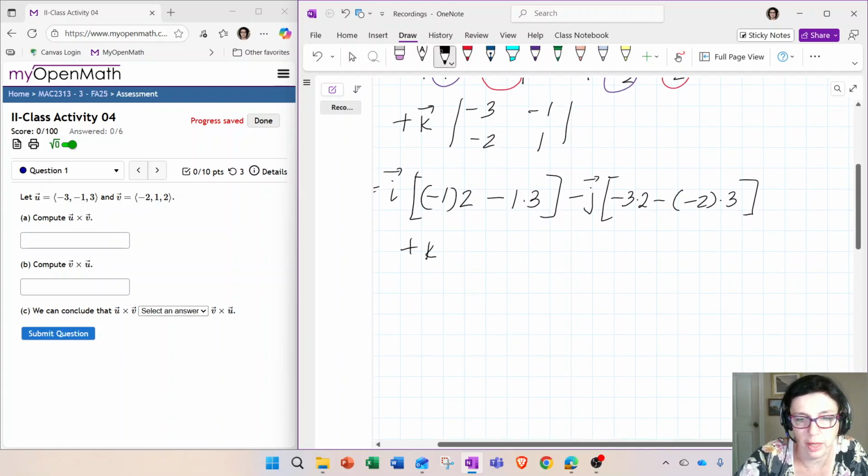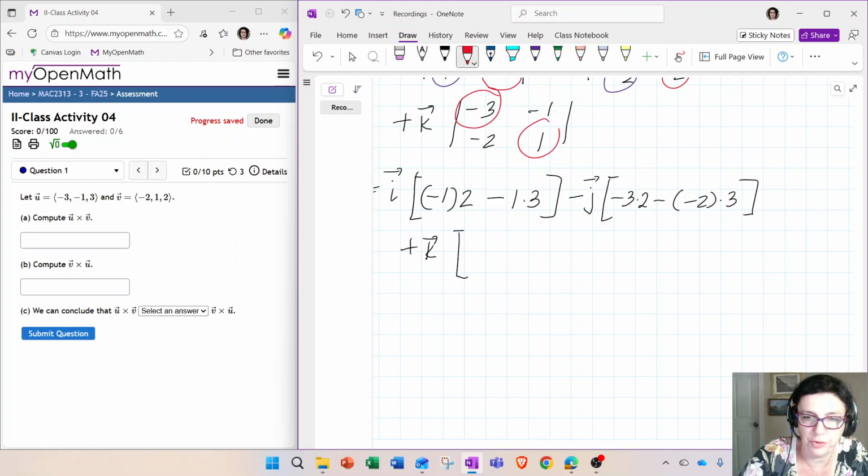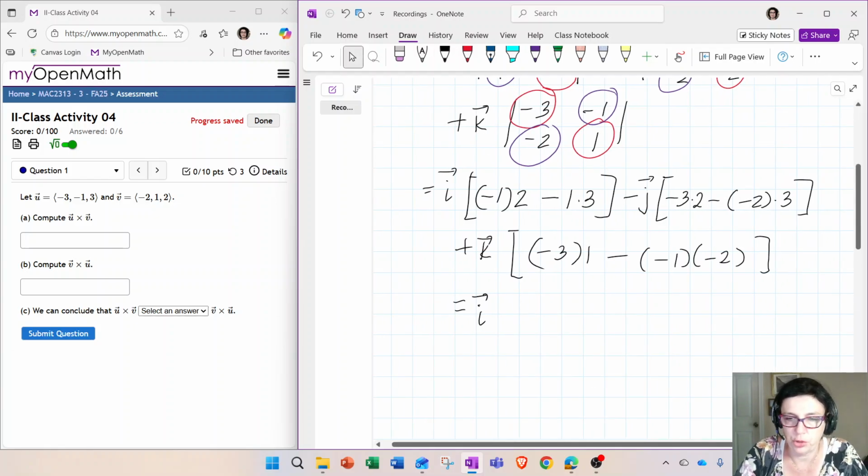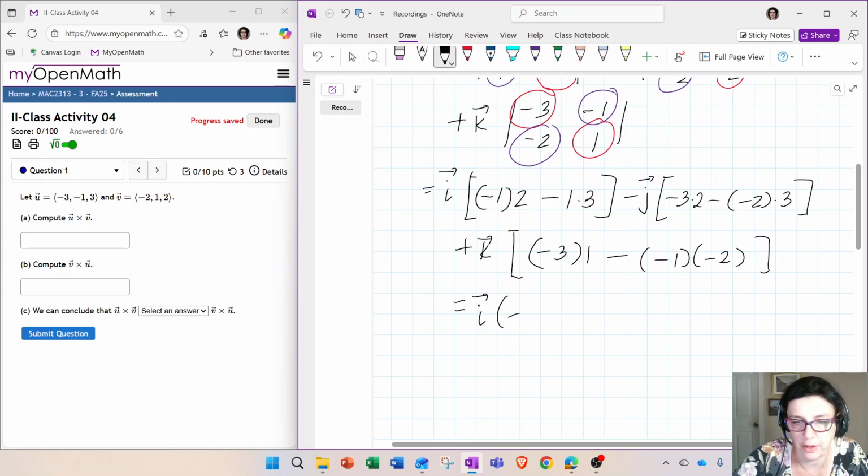Finally, we'll get to the kth component. For the kth component, we multiply the diagonals first. So that's going to be -3 times 1. Subtract the product of the other two. So that would be -1 times -2. Now here you have to be super careful with all these negatives, because this is where people mess up, since there are so many of them. Okay, so there's -2, subtract 3, that's -5.